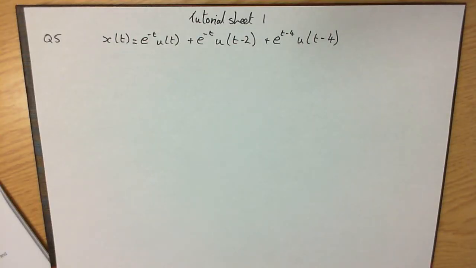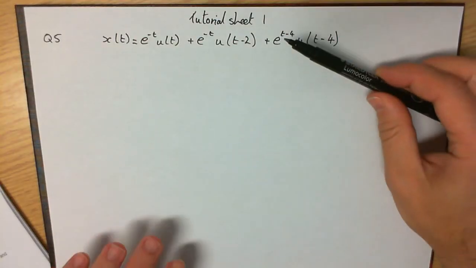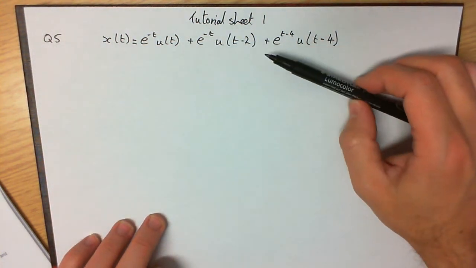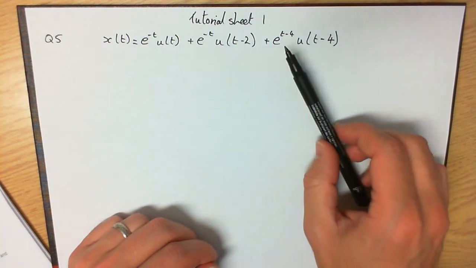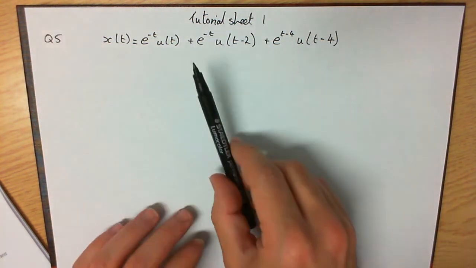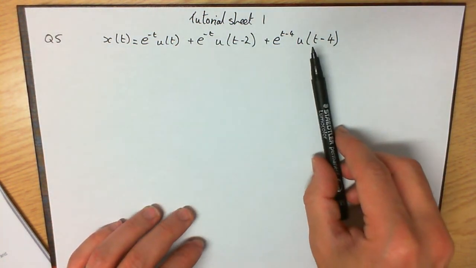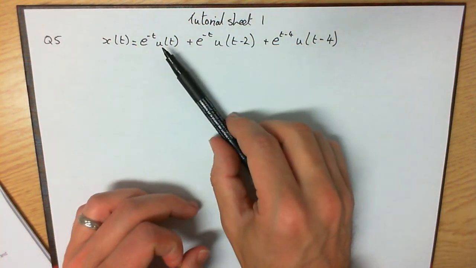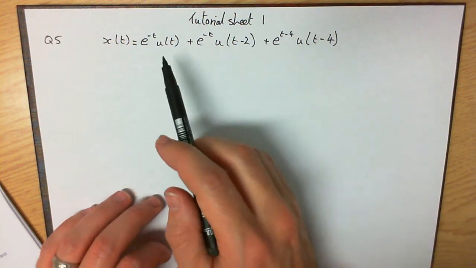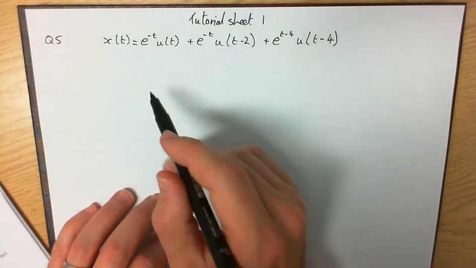Tutorial sheet 1, question 5. And we have this rather horrible looking equation, which is a combination of 3 exponentials, each with a unit step function. So again, what I'm going to do is split it into the 3 separate functions and actually plot graphs of each of those functions.